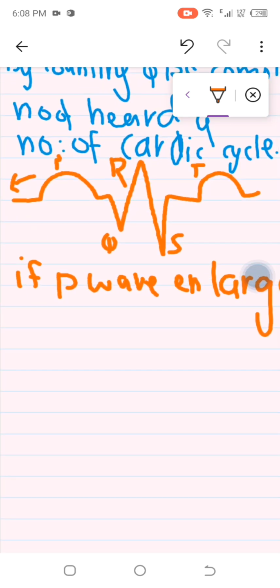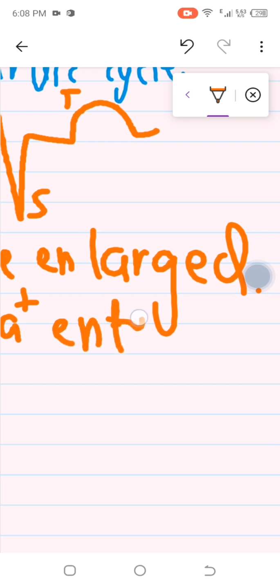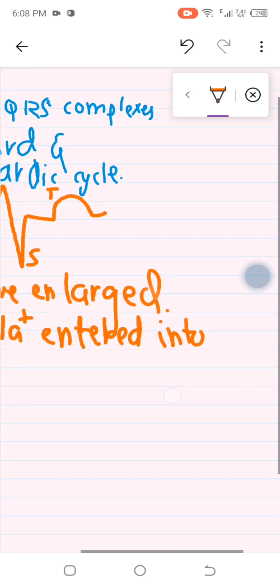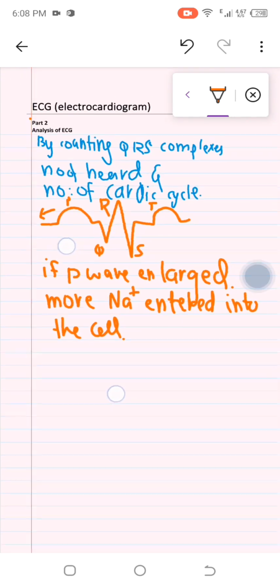This means that more sodium has entered the cell. This simply means enlargement of the atria. As the P wave represents atrial systole, this means the contraction of the atria. Enlargement of the atria is simply when more sodium has entered the cell. Fine.